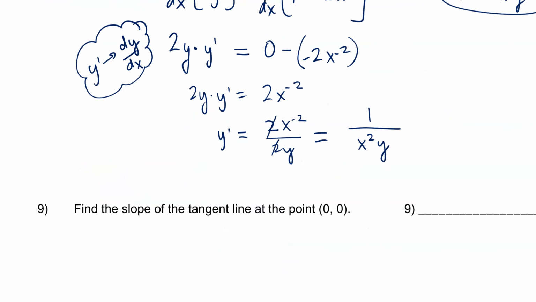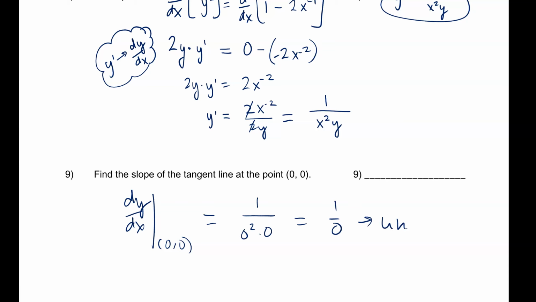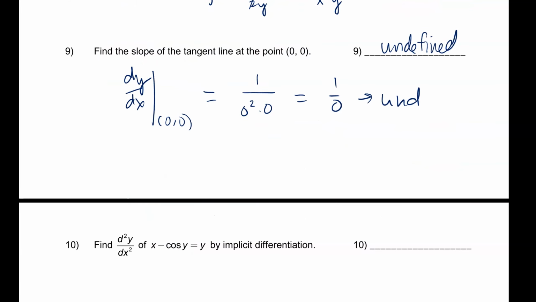All right, find the slope of the tangent line at the point (0, 0). Okay, so the way you find it, dy/dx, I'm trying to find the value at (0, 0). So I'm plugging into my equation. It's equal to 1 over 0 squared times 0. Wait, what? 1 over 0? Oh my god, that's not a number. So it's undefined. Did I answer your question? Yeah. Okay.